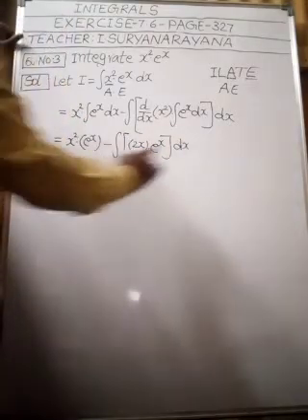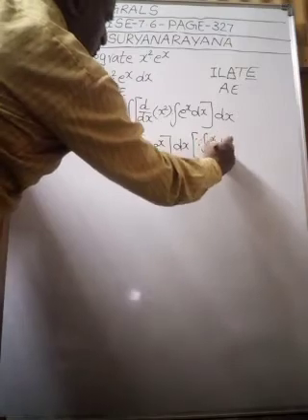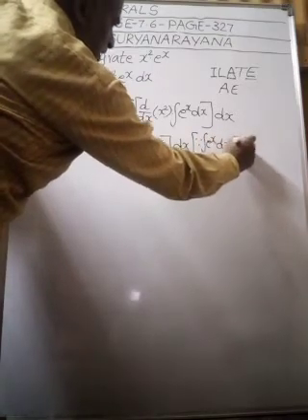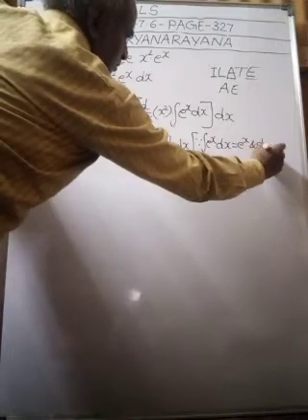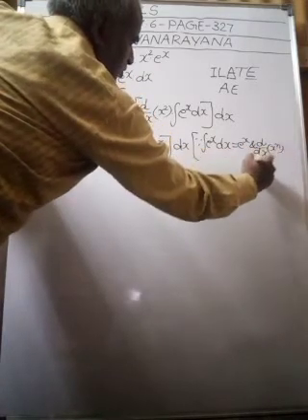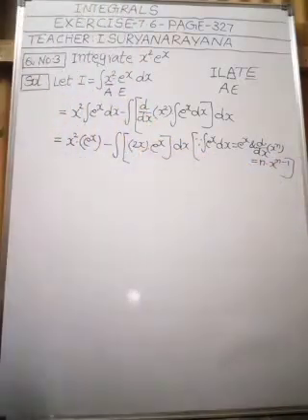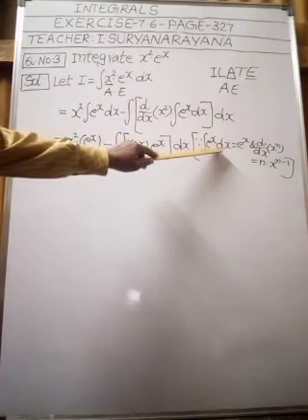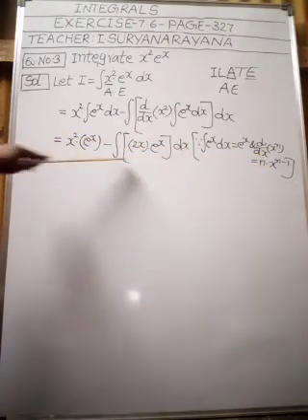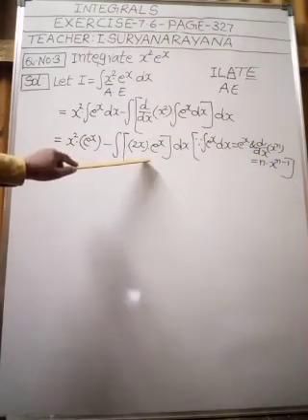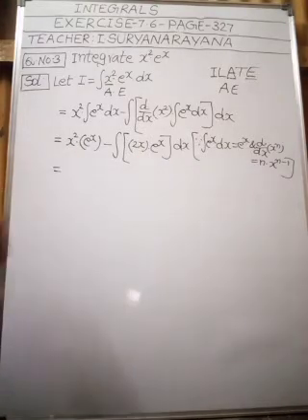whole dx, because integral e power x dx is equal to e power x, and d by dx of x power n is equal to n into x power n minus 1. We used this integration formula, and we used this differentiation formula to write this step. Okay, my children, understood this step? Right. Let us simplify this first term.